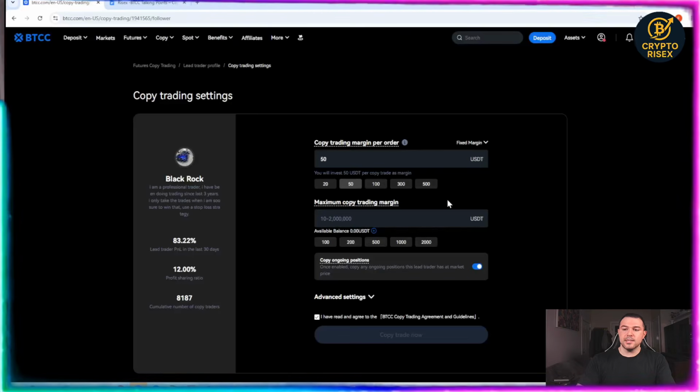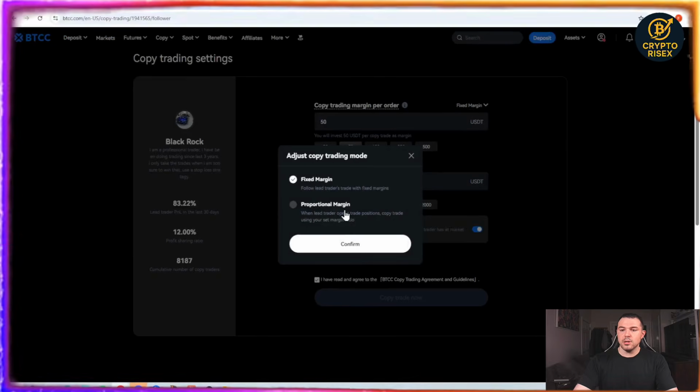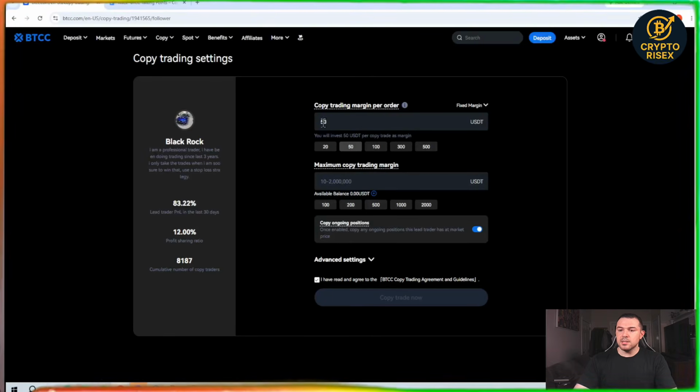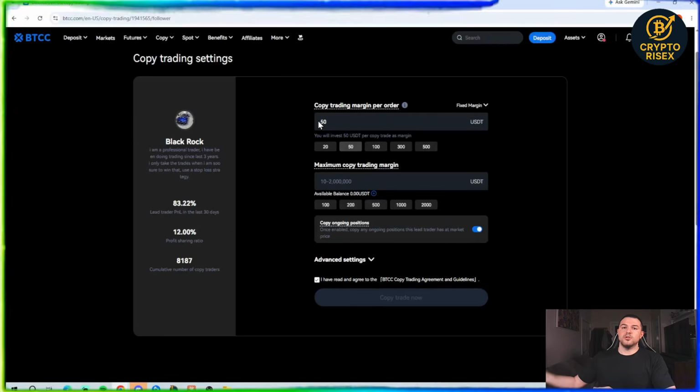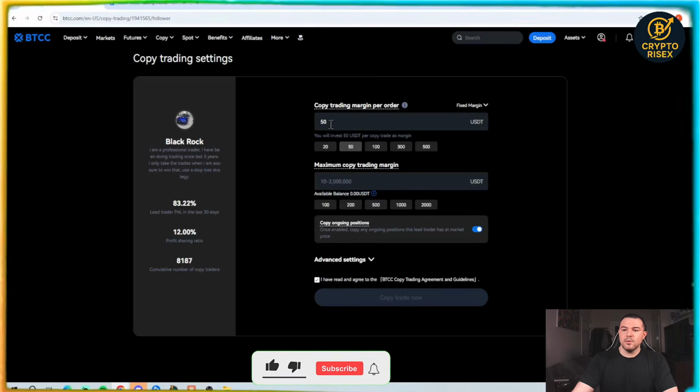So there are 2 different ways that you can do this. You can do it with a fixed margin or a proportional margin. I'm going to walk you through each one. A fixed margin is very simple. This is how much money you will invest in every trade. So if BlackRock goes into a trade, you will automatically enter that same trade at $50.